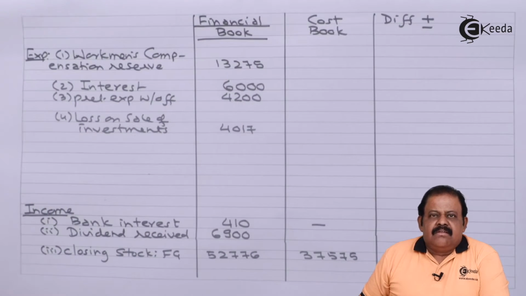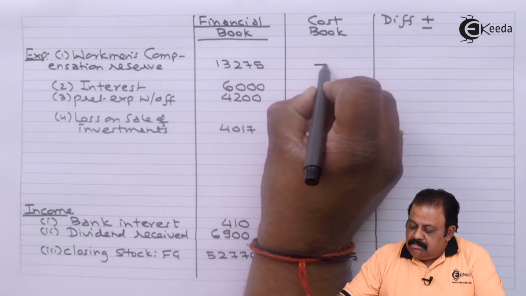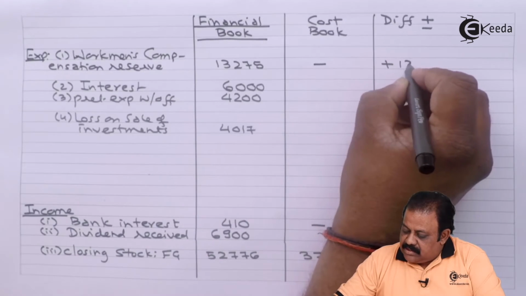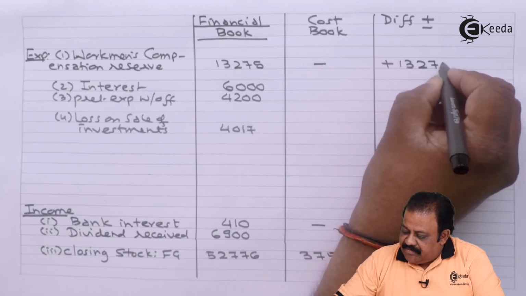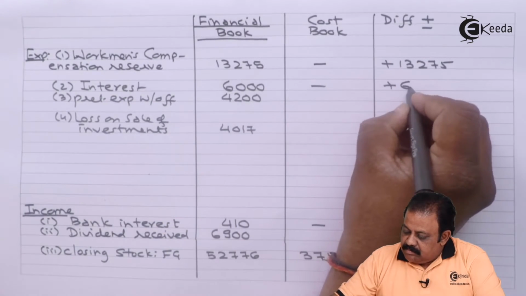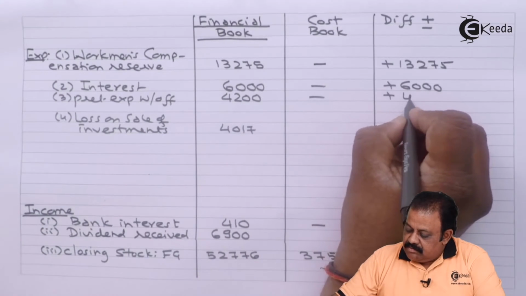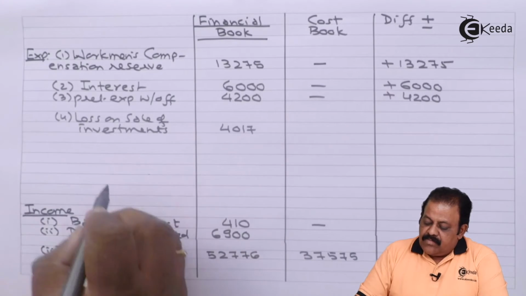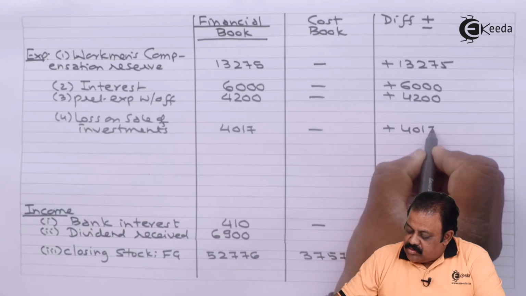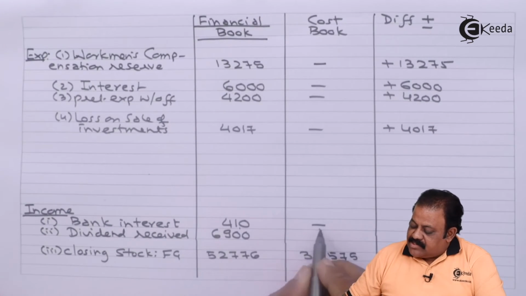Now we can fix the signs. 13,275 minus nil, it will be plus 13,275. Interest 6,000 plus 6,000. Preliminary expenses written off plus 4,200. Loss on sale of investment plus 4,017. Bank interest 410 minus 0.